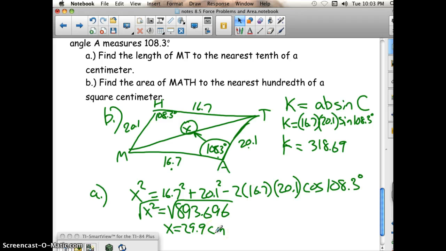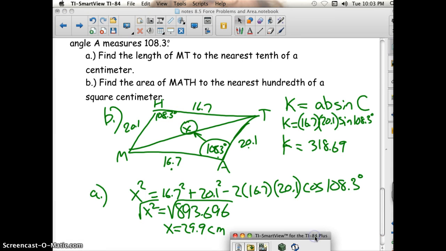Okay, that'll do it for the area. The area notes for this are done. All right, well, good luck, and we'll practice more area problems together tomorrow.